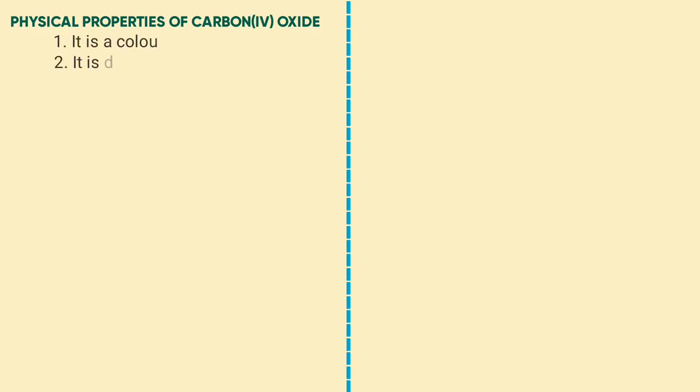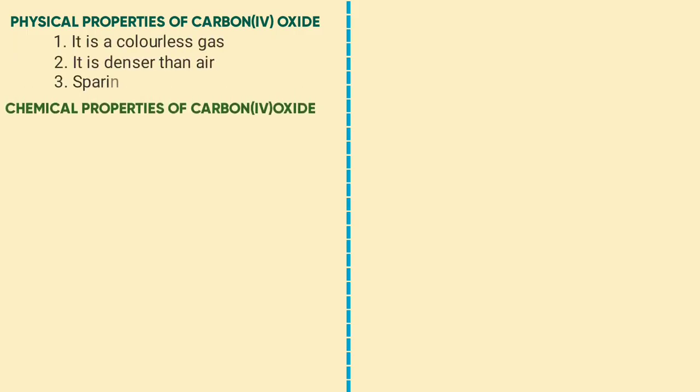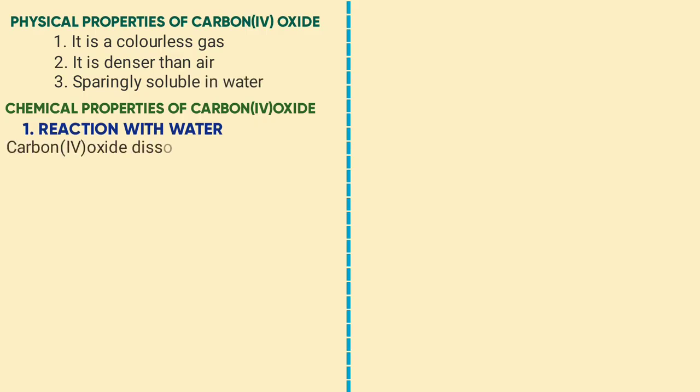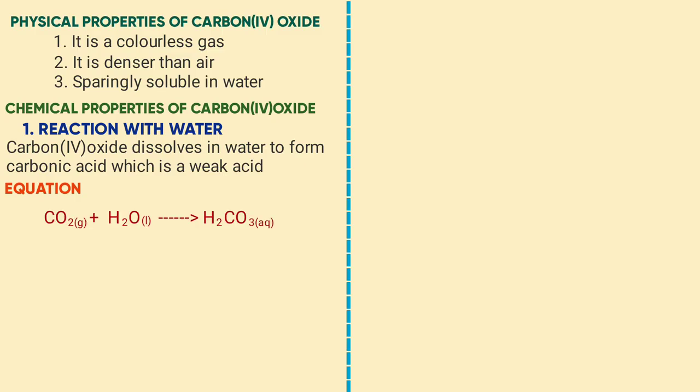Now, physical properties of carbon dioxide include: it is a colorless gas. Now, chemical properties include: 1. Reaction with water. Carbon dioxide dissolves in water to form carbonic acid, which is a weak acid. Equation for the reaction is CO2 gas plus H2O liquid gives you H2CO3 aqueous.